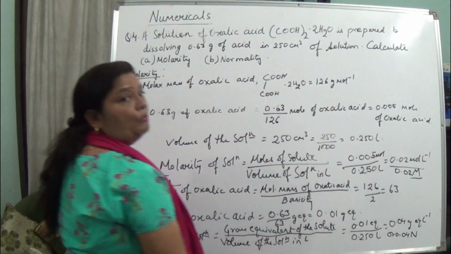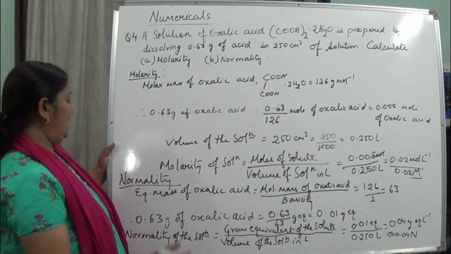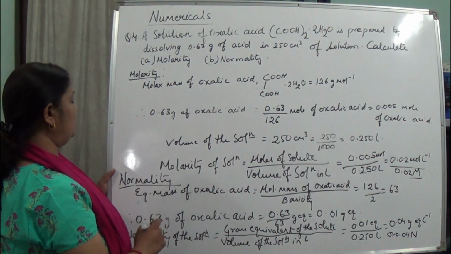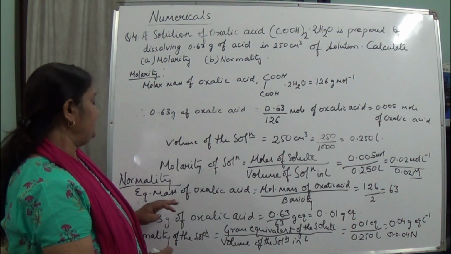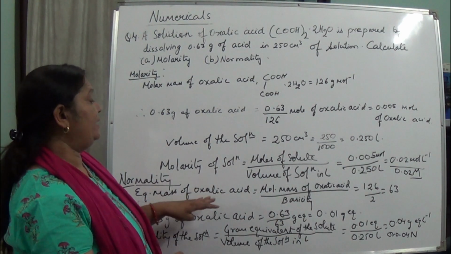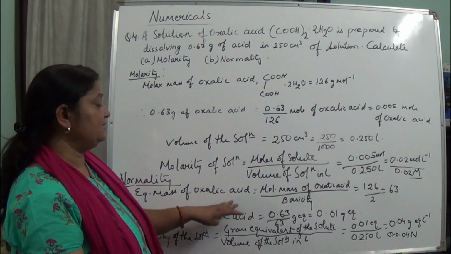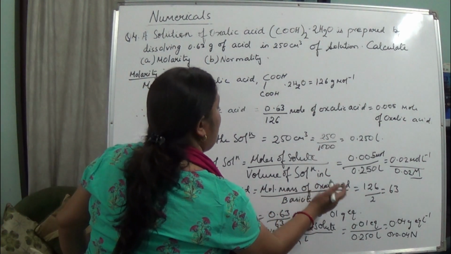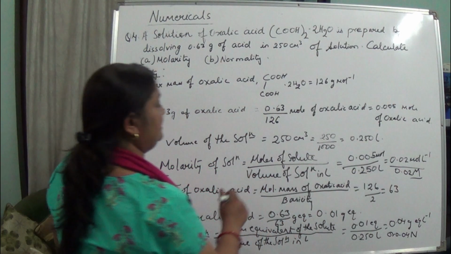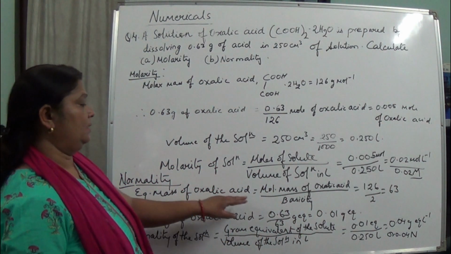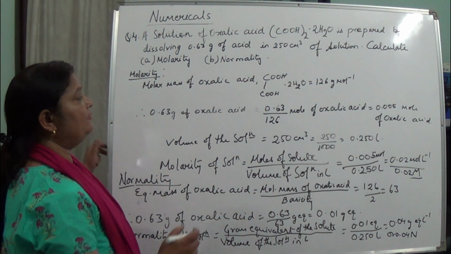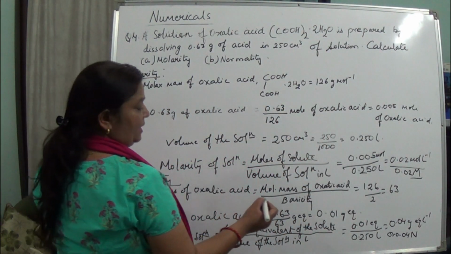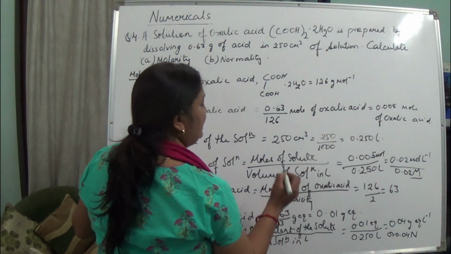This stands for molarity. Now next we will be calculating the normality. For normality, first you have to take out the equivalent mass of oxalic acid. The equivalent mass of oxalic acid is equal to the molecular mass of oxalic acid upon the basicity. The molecular mass we have calculated is 126 gram, isn't it?